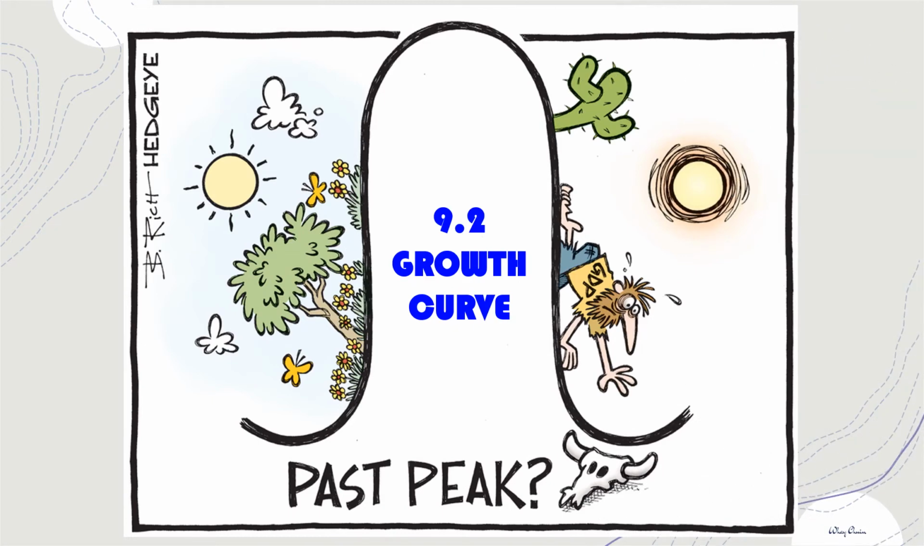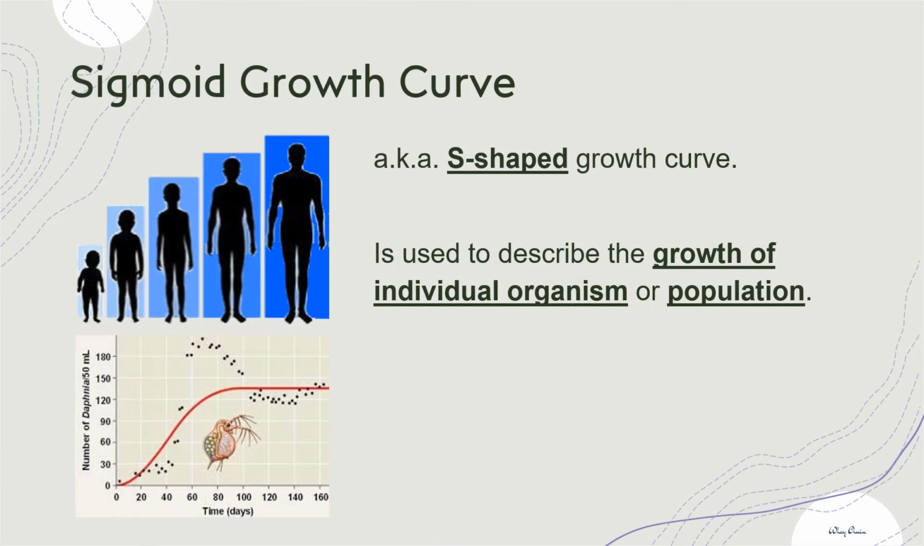Next subtopic is about growth curve. Sigmoid growth curve is also known as S-shaped growth curve. Sebab bila kita mencatatkan data itu dan kita plot dalam graf berdasarkan masa yang telah ditentukan, biasanya lengkung graf itu nampak huruf S. Dan sigmoid growth curve ini akan ditunjuk bila kita ukur pertumbuhan satu organism. Kita panggil individual organisms, atau mungkin kita mengukur pertumbuhan untuk sekumpulan organisms. Kita panggil growth of population.